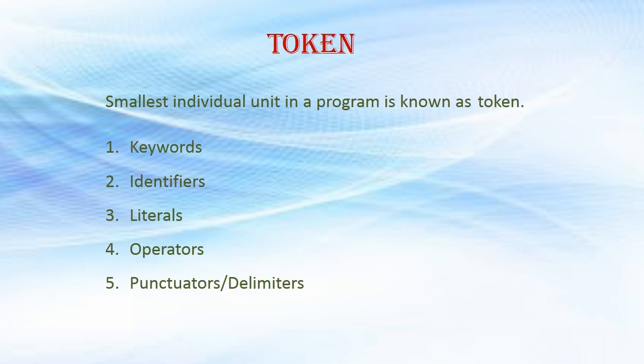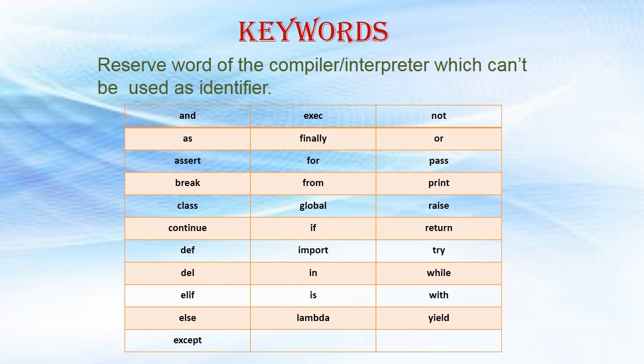Now tokens are the smallest individual unit in a program, which means whatever we use in a Python program is said to be a token. Now these are different types of tokens: keyword, identifier, literals, operators, punctuators, and delimiters. Now, the very first type is keywords. Keywords are also called reserved words of the compiler or interpreter which cannot be used as identifiers.